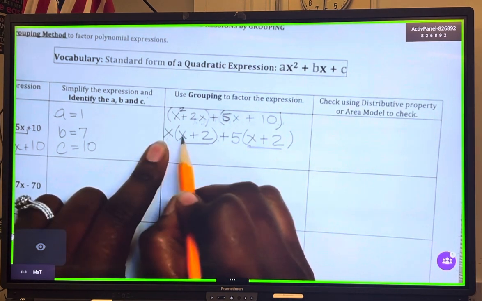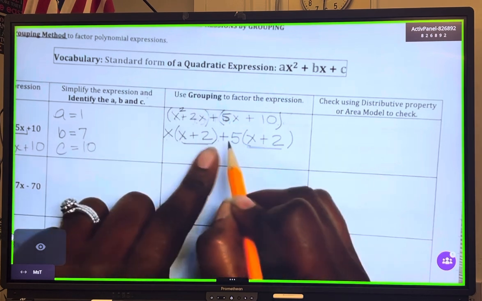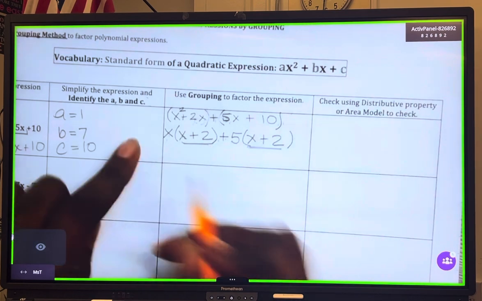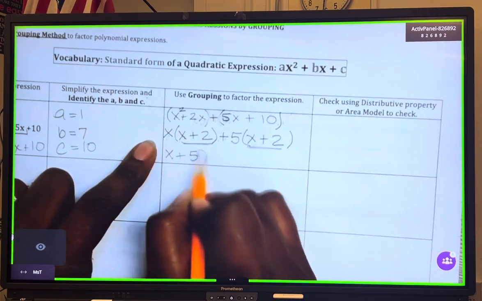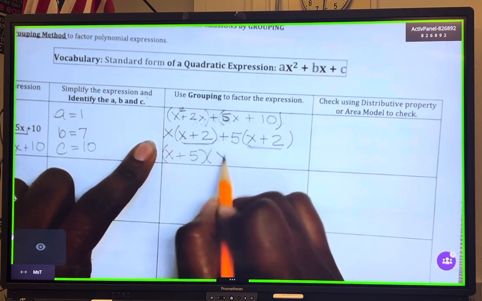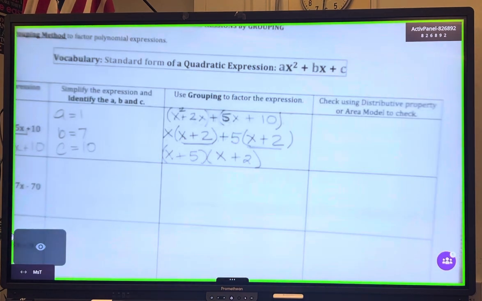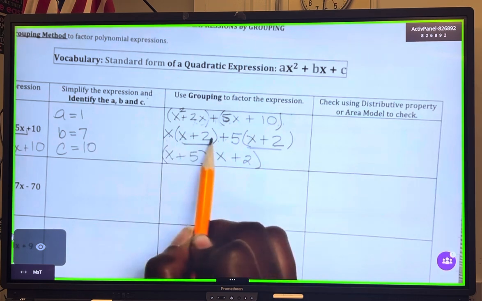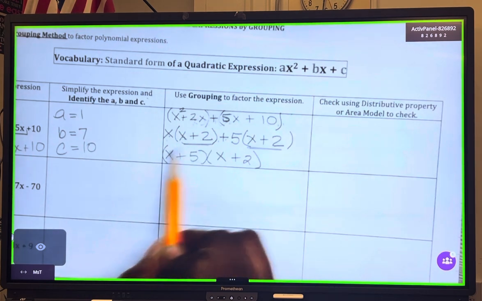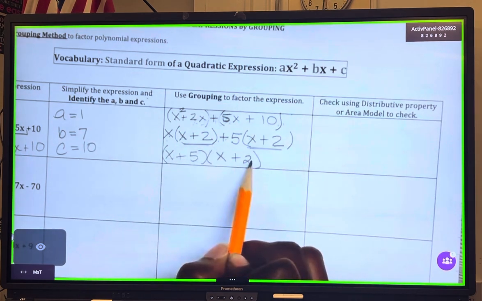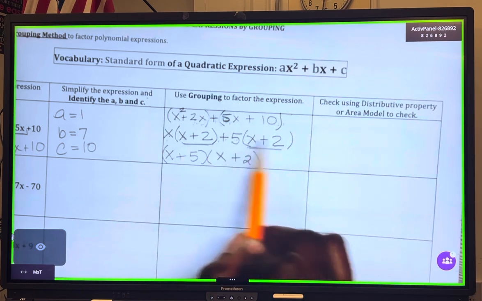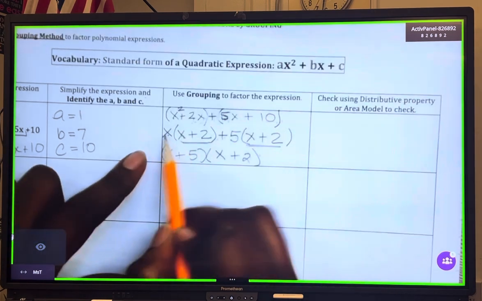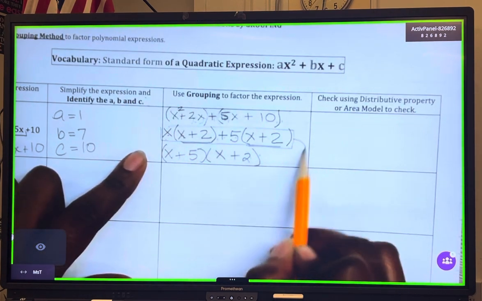X times x plus 2 plus 5 times x plus 2 is the same thing as saying x plus 5 times x plus 2. Isn't it? Aren't we multiplying the x by x plus 2? Wouldn't we do that here if we distribute it? Aren't we multiplying the 5 by x plus 2? Yes. Wouldn't we do that here if we distribute it? Yes. So instead of writing it like this, I just rewrite it like this.